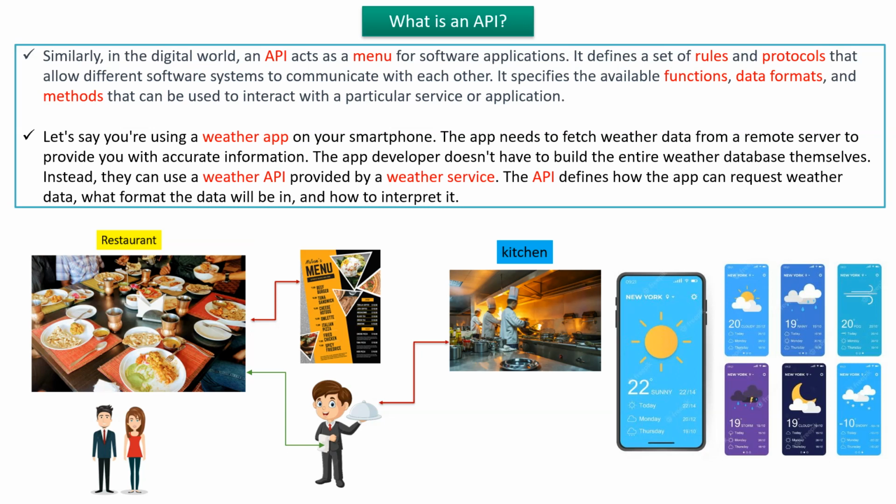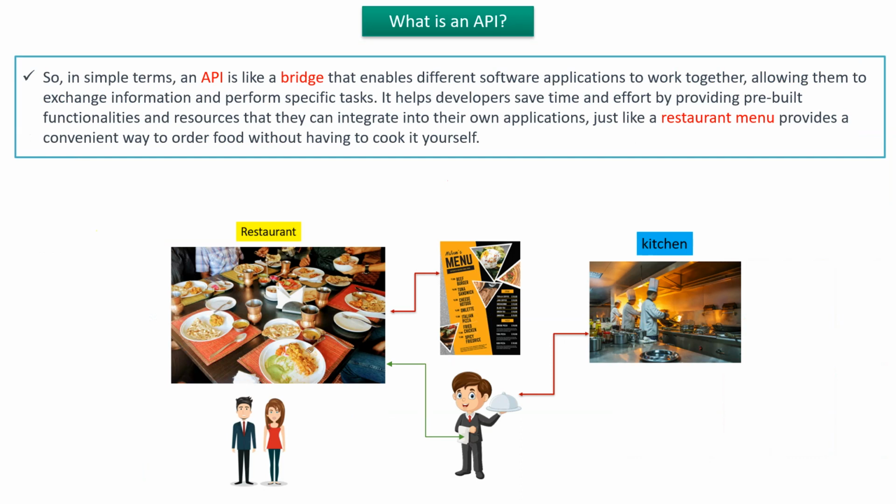So, in simple terms, an API is like a bridge that enables different software applications to work together, allowing software applications to exchange information and perform specific tasks. And an API helps developers to save time and effort by providing pre-built functionalities and resources that they can integrate into their own applications. Just like a restaurant menu provides a convenient way to order food without having to cook it yourself.